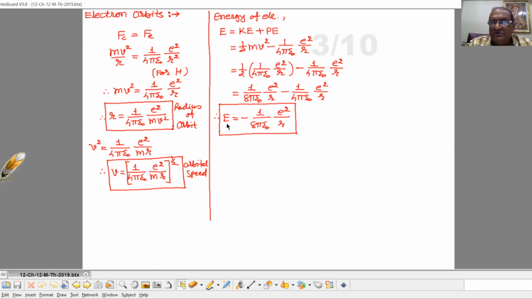See, the total energy of the electron in the orbit is negative. So when total energy is negative, we know that it is called binding energy. It implies that the electron is bounded in the orbit with this much energy. Clear to all of you?